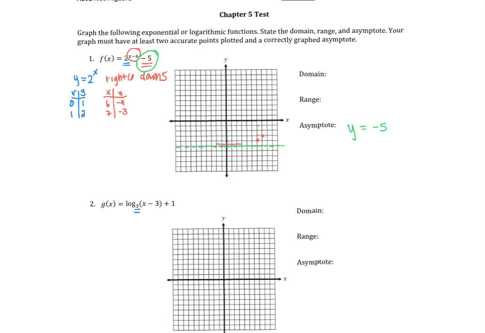And it is exponential growth because the base is bigger than 1. The domain goes left to right, so this domain is -infinity to infinity, and the range is from parentheses -5 to infinity.